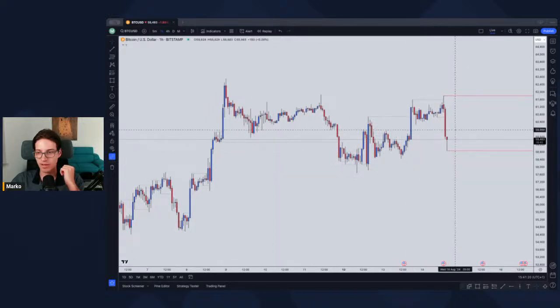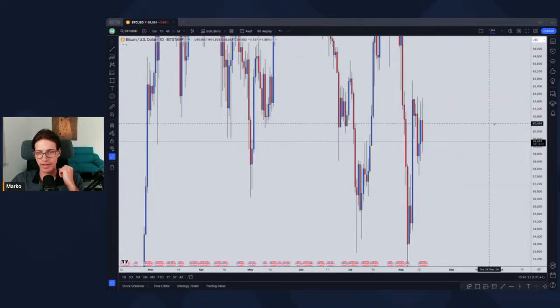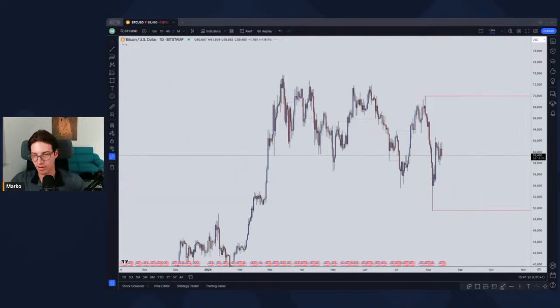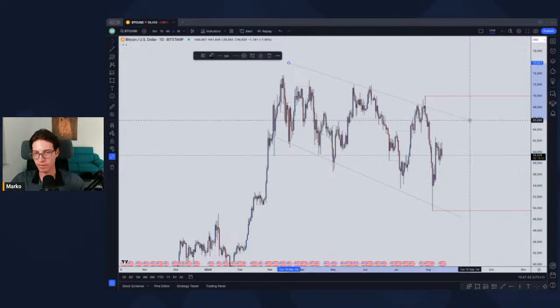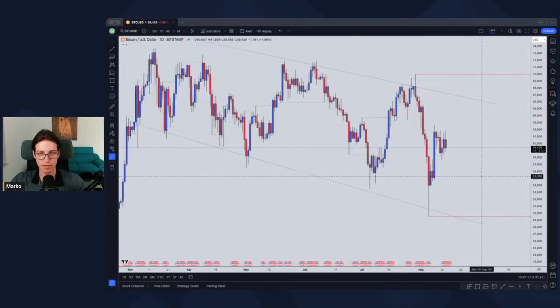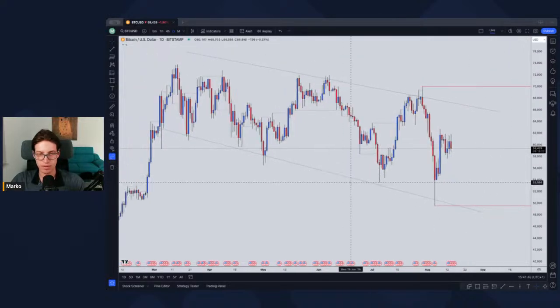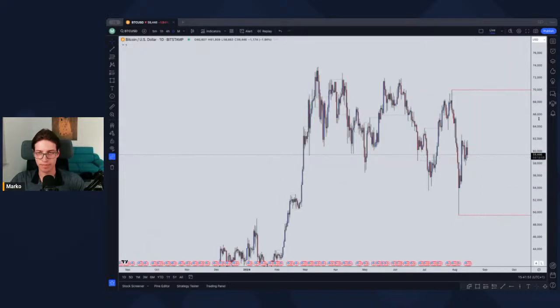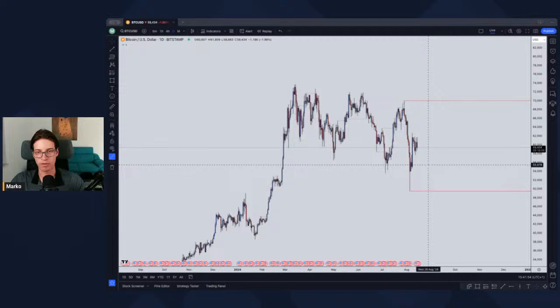But yeah, Bitcoin daily. In a descending. So try to break this low, major rejection, huge wick, big bullish candles. But still range bound. Yeah, I'm just not seeing much on Bitcoin right now.